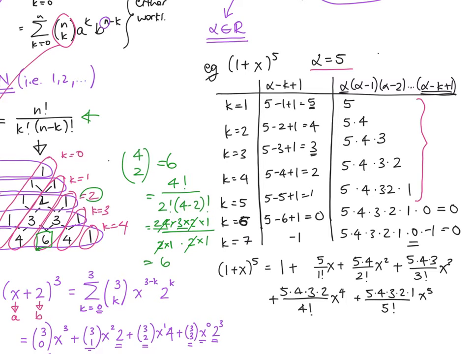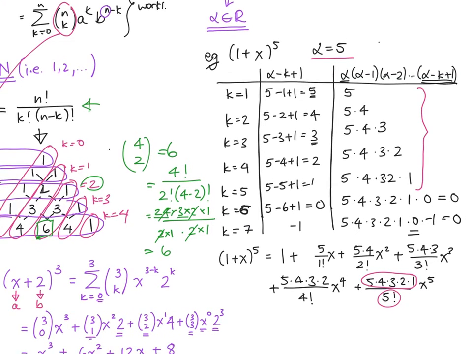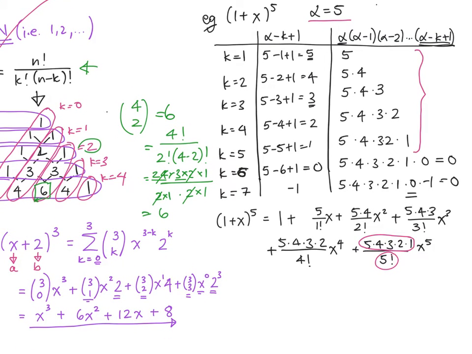And what you'll notice about this last term is that we actually have 5 factorial divided by 5 factorial, so we end up just with x to the 5. If we do a little bit of cancelling, we get that 1 plus x to the 5 is 1 plus 5x plus 10x squared plus 10x cubed plus 5x to the 4 plus x to the 5th. And you'll notice that was a lot quicker than multiplying out 1 plus x 5 times.